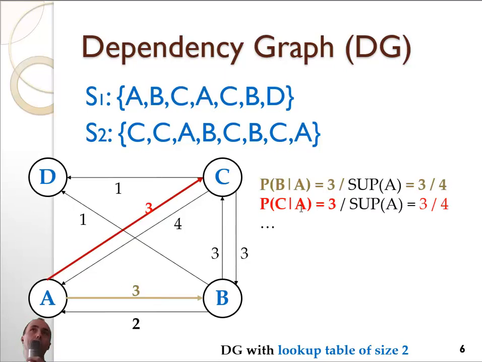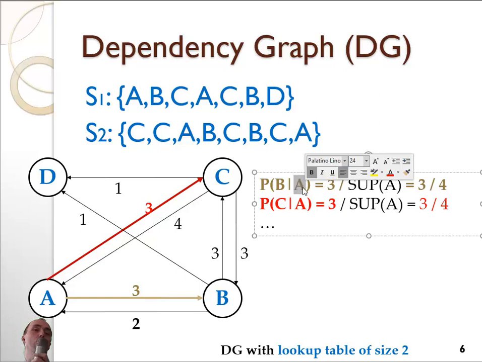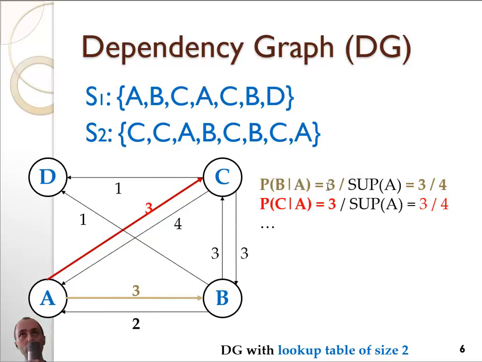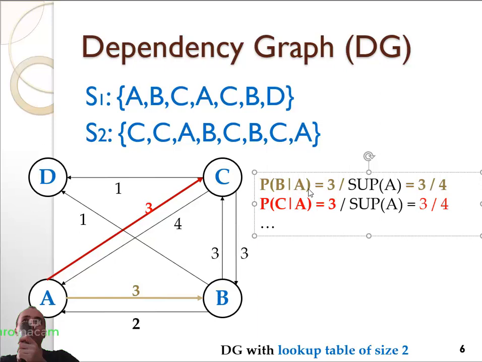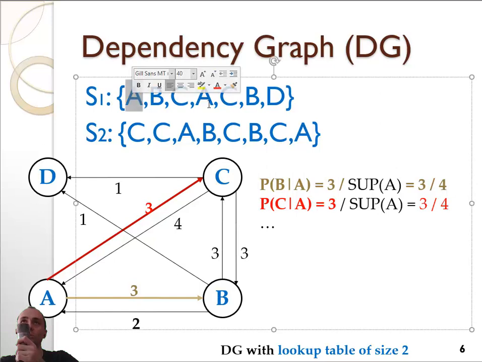For example, if we have A, we want to know what will happen next. We can calculate the probability that B will follow A. B follows A 3 times, because of this arrow here, divided by the number of times that we have A. We have 4 times A in the training sequences. So 3 divided by 4 is the probability that B will follow A.